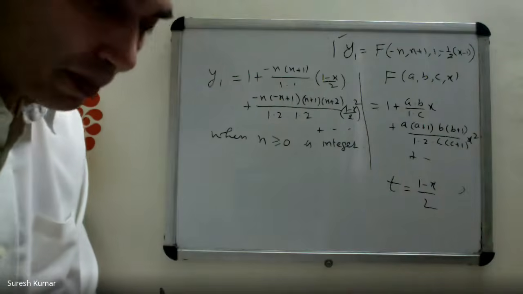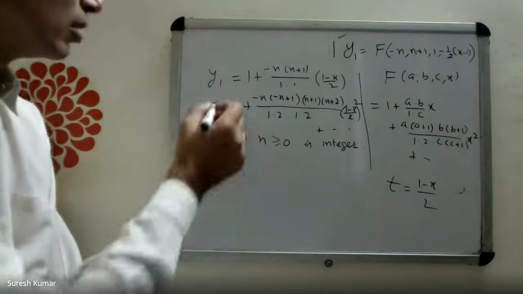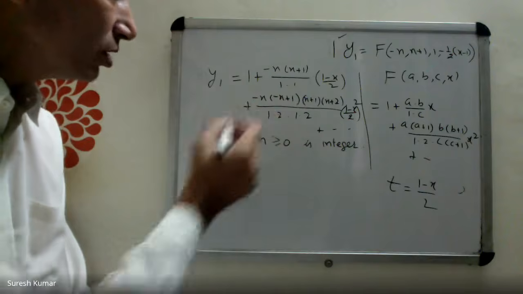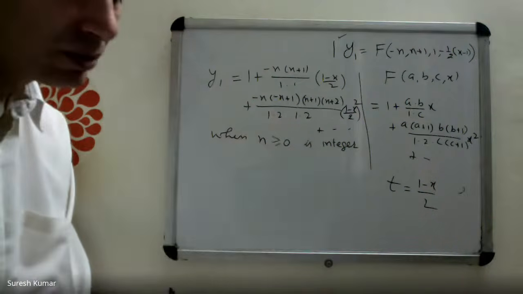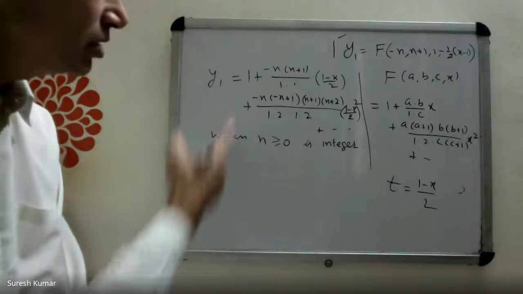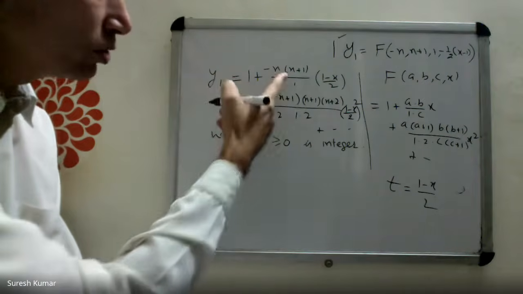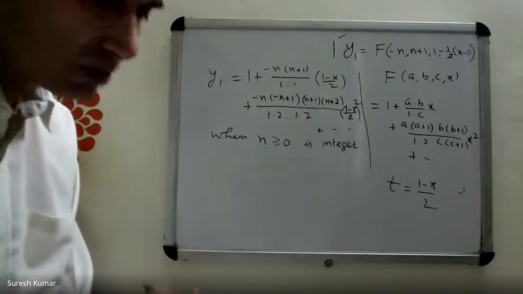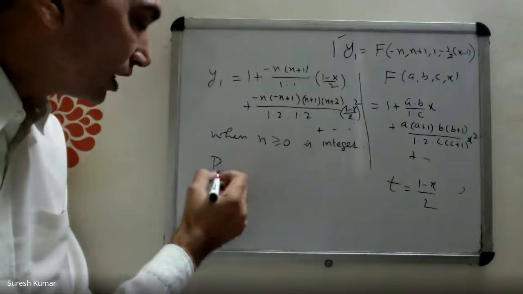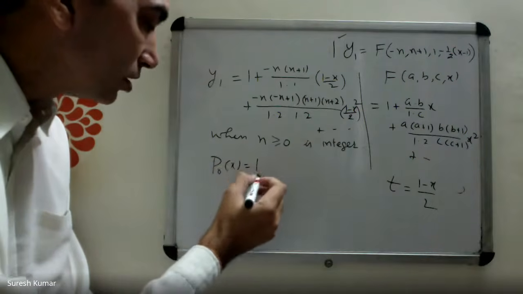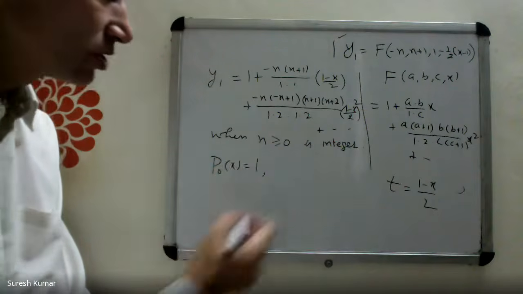So t is minus 1 by 2 x minus 1, not 1 by 2 x minus 1. Okay. So I'm saying that when n is 0, what do you get? When n is 1, what do you get? When n is 0, you get only 1 because this n factor is repeating in all terms. So when n is 0, you are getting only 1. Let's denote that function by P0(x).